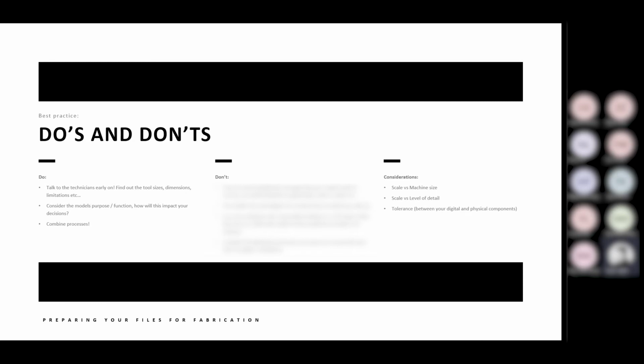Consider the model's purpose and function. So how will it impact your decisions? Again, if you're doing a structural model, maybe you're going to be using one process over another. Maybe CNC isn't going to be close enough because it might not be able to cut internal edges the way you want it to. Maybe you're going to be laser cutting it instead, for instance. So again, something to think of. And I'll keep saying it, but please, please, please combine processes. Don't just send things to 3D print. I'll be very, very upset.